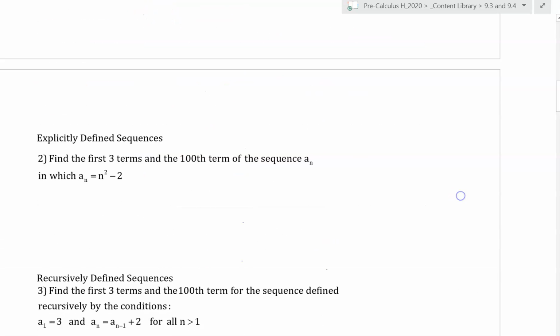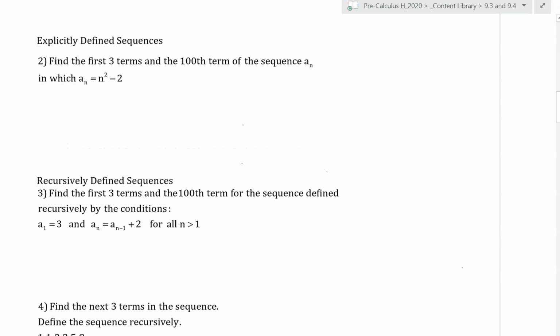So for number 2, now we're going to talk about explicitly defined sequences. I ask you to find the first 3 terms and the 100th term of the sequence a sub n, in which a sub n is equal to n squared minus 2. So you could say, I would like to find the first term. So we'll let n equal 1. So the first term is negative 1. I'd like to find the second term, n equals 2.